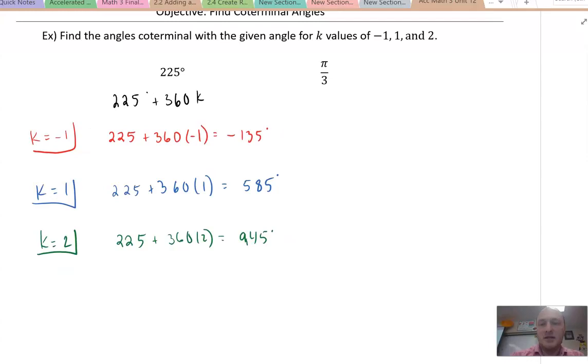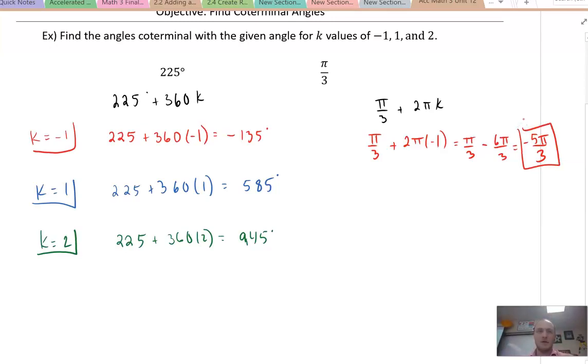Okay. Now, how do we do this with radians? Well, I'm again going to take my pi over 3 plus 2 pi k. So there is my formula, and I'm going to do the same thing. So I have pi over 3 plus 2 pi times negative 1. So I end up subtracting 2 pi. So I have pi thirds minus. Now, in order to subtract fractions, you need a common denominator, right? So this is going to be minus 6 pi over 3, and we get negative 5 pi over 3.